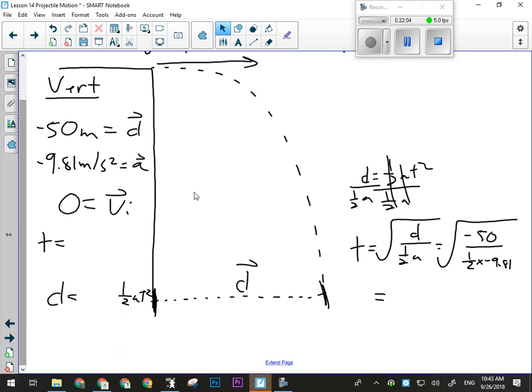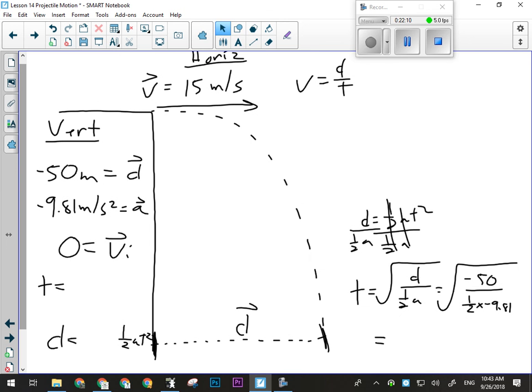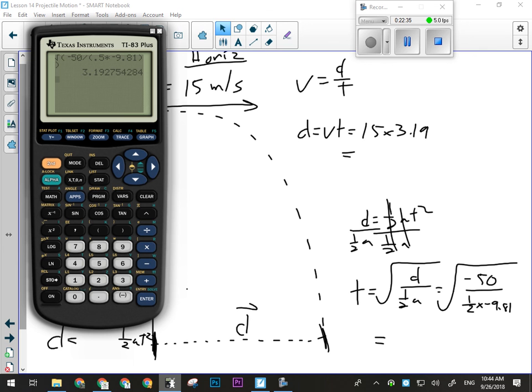The whole time it's falling, it's also traveling horizontally at 15 meters per second. Right? So just like when I cross the river in the boat, if I know how long it takes me to cross the river, I know how long I'm going downstream, and I can figure out how far I travel as a result. So we've got d equals v times t, 15 times our 3.19, will give us our horizontal distance, or how far from the base of the cliff it's going to hit. All right, I only have 2 significant figures here, so we're looking at 48 meters.